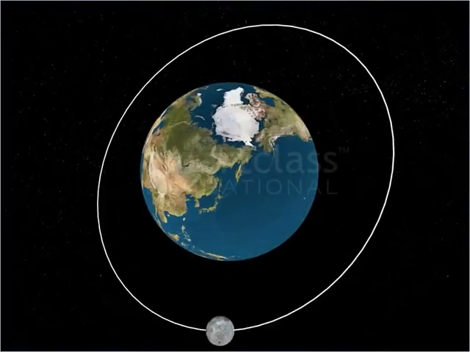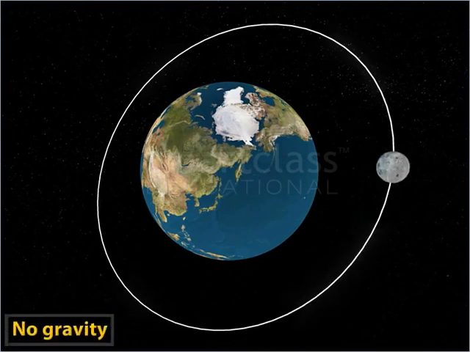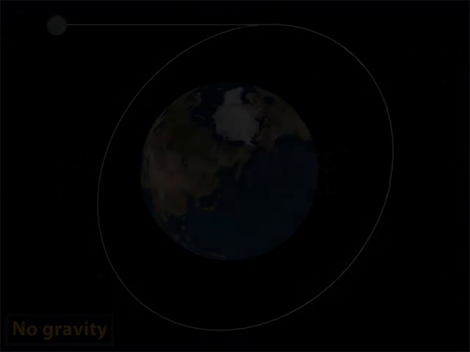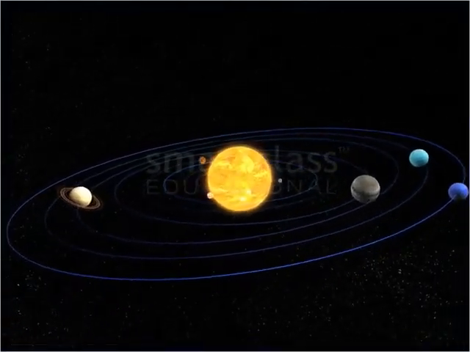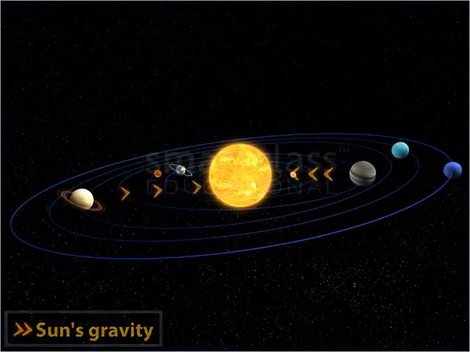Similarly, the Moon revolves around the Earth due to Earth's gravity that serves the purpose of the sling. Had there been no gravity, the Moon would have rather moved far away in space. Similarly, the Sun's gravity keeps the planets revolving around it.